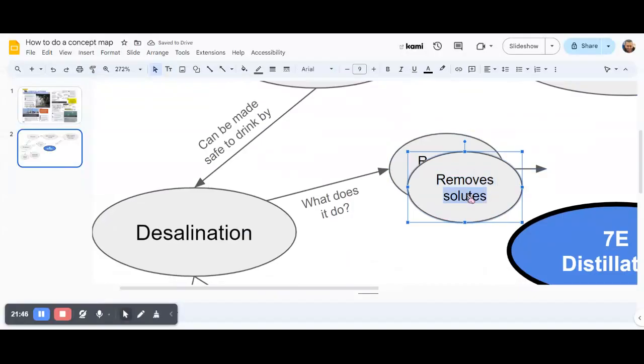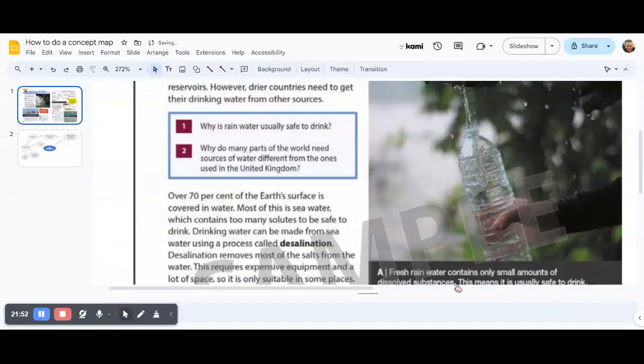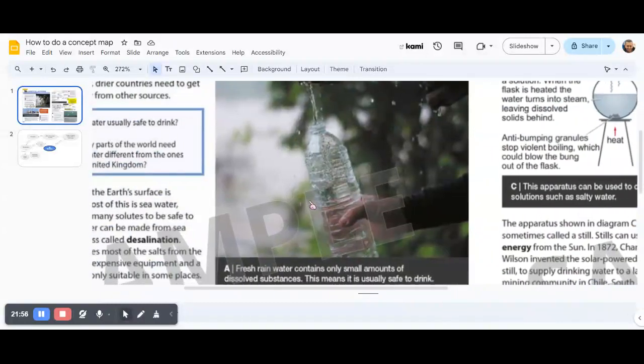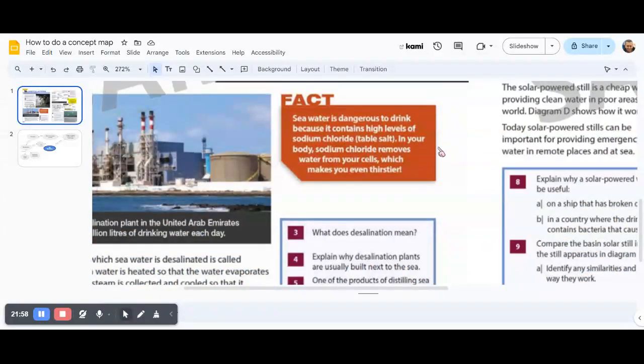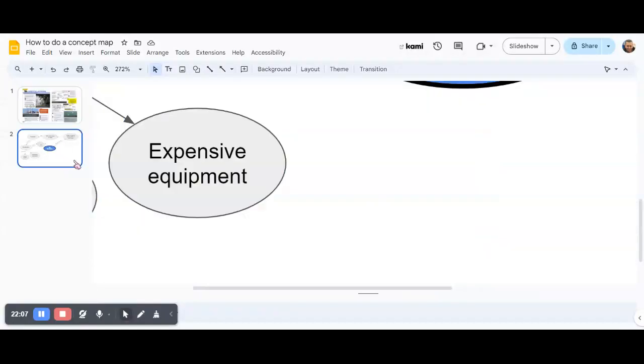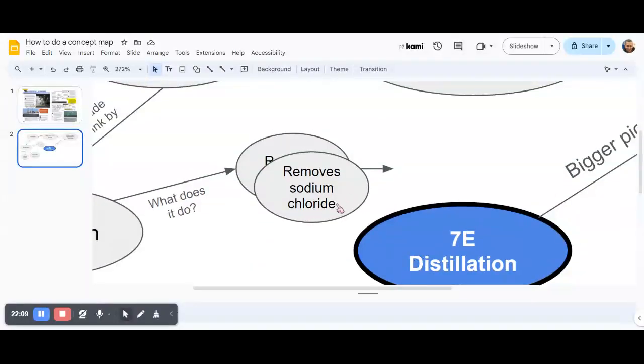Removes sodium chloride. Let me just go back to the fun fact. Removes sodium chloride. And it's dangerous. In your body, sodium chloride removes water from your cells, which makes you even thirstier. Removes sodium chloride.